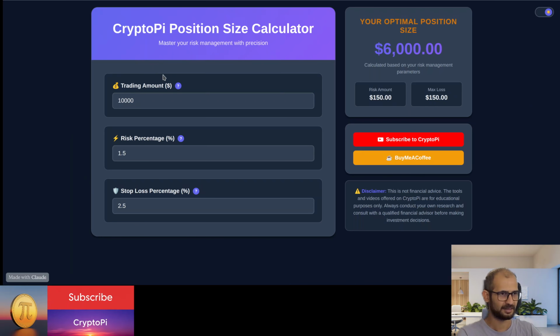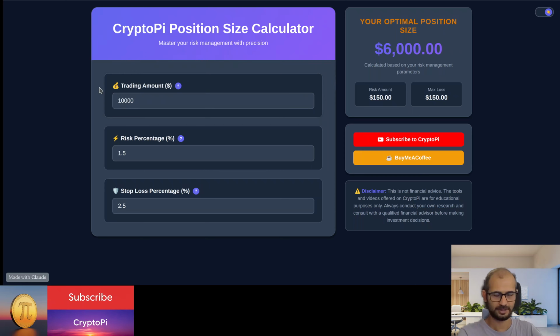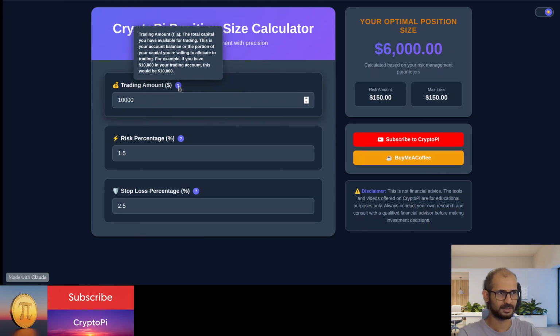So what we see here is that there are 3 parameters which we can play around with. The first one is trading amount. This is the total capital which you have available for trading. This is the account balance, or the portion of the capital you are willing to allocate to trading. For example, if you have $10,000 in your account, this would be 10,000. In the previous video, I mentioned that I was more inclined towards the trading amount being the portion of the capital one is willing to allocate to trading.